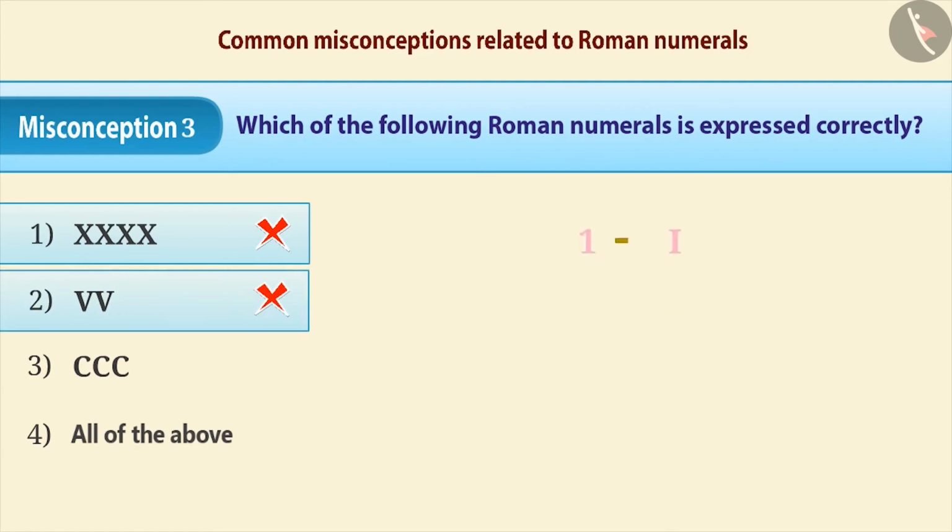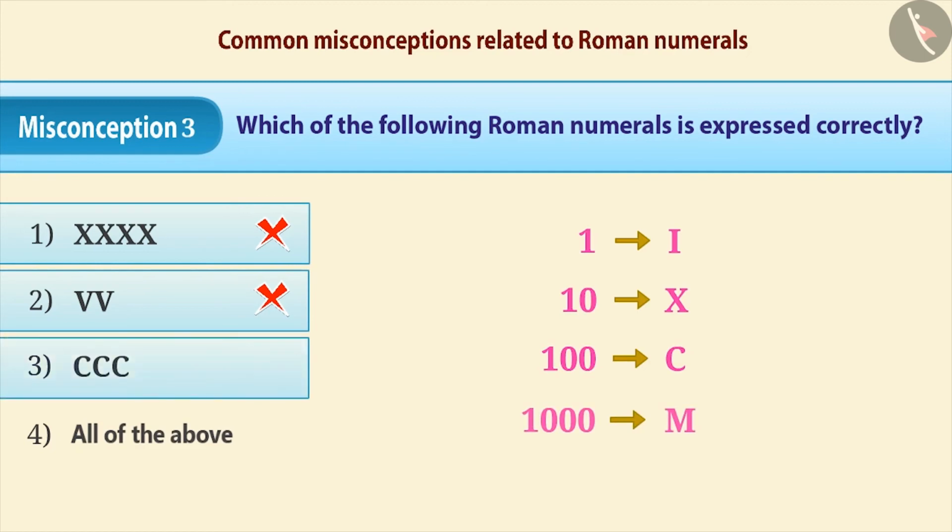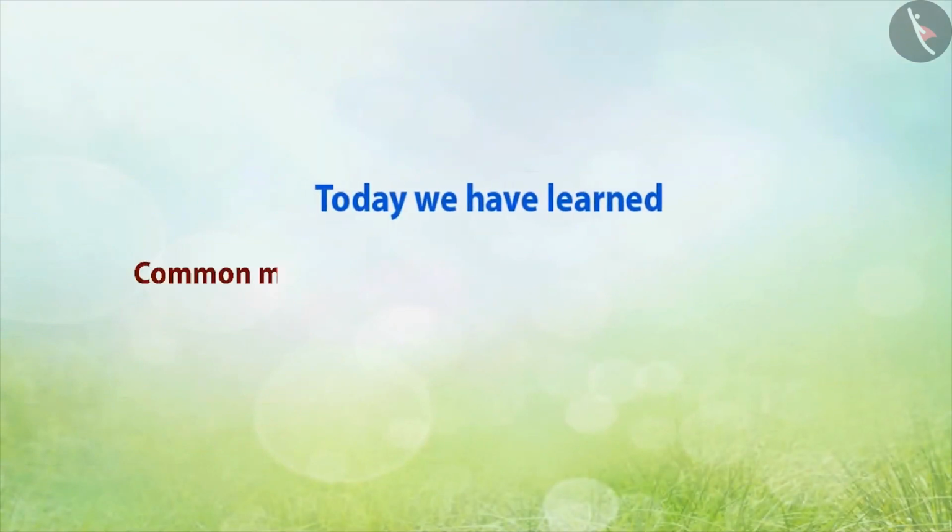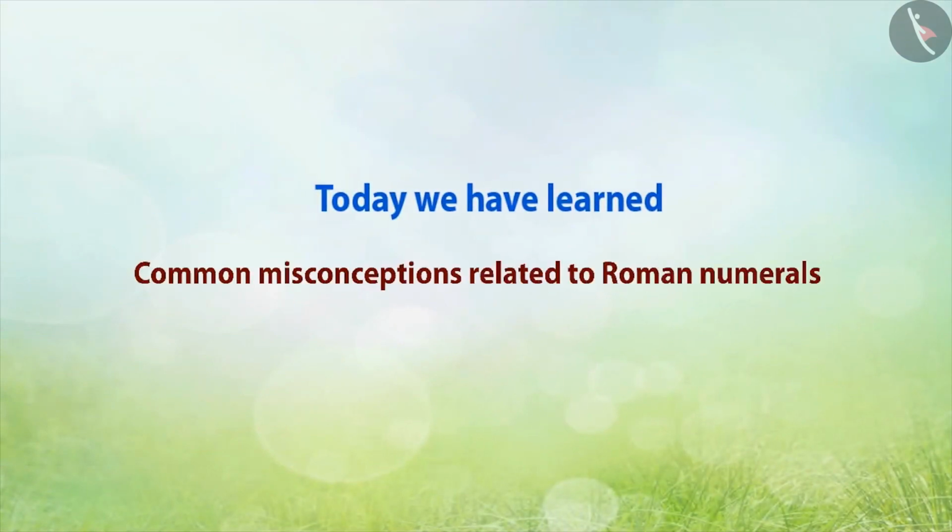The correct understanding is that only the symbols of 1, 10, 100 and 1000 are repeated. But these symbols also can only be repeated up to 3 times. Therefore, with this understanding, option 3 is the correct answer. Many times, just by looking at the symbols, it is assumed that since all the given options are in Roman, all the options are correct. Here, the rules are neglected and option 4 is assumed to be correct. However, this is also an incorrect answer. Today we have seen some common misconceptions related to Roman numerals and we have clarified them.